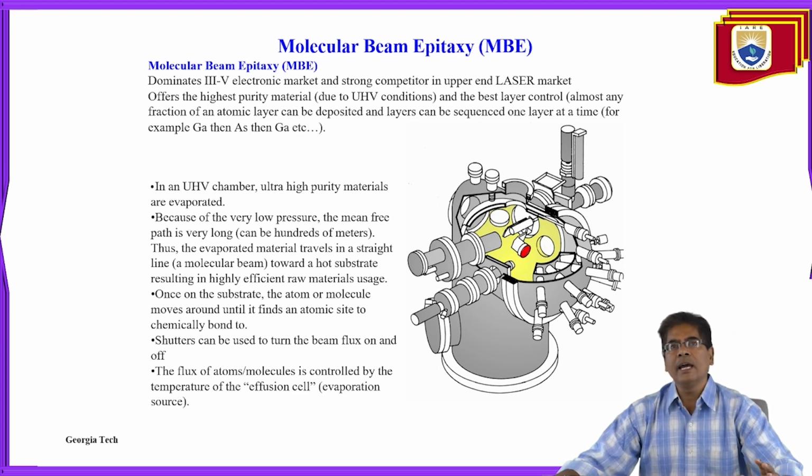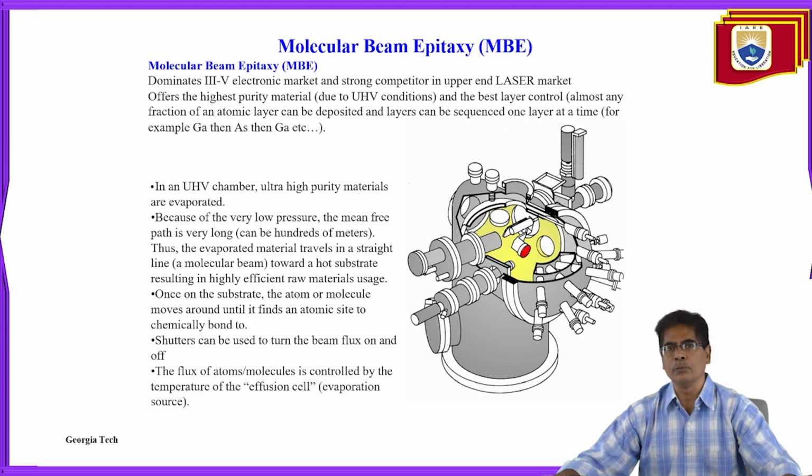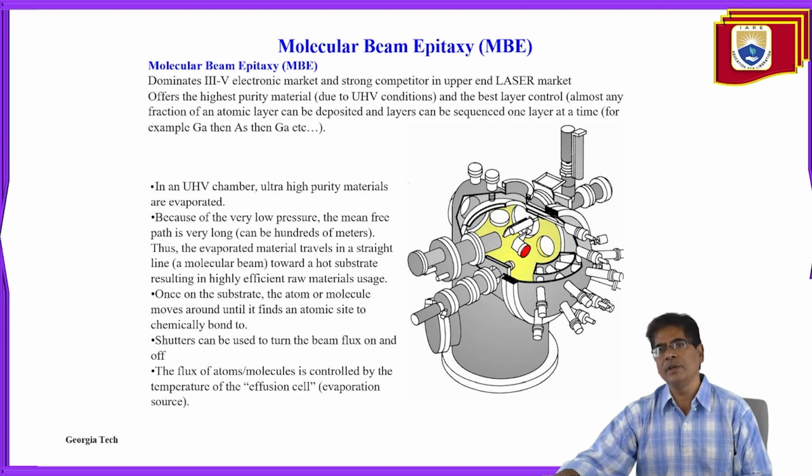Right. So in an ultra high vacuum chamber, ultra high purity materials are evaporated. Because of the very low pressure, the mean free path is very long, can be hundreds of meters. Thus, the evaporated material travels in a straight line towards a hot substrate, resulting in highly efficient raw materials usage. Once on the substrate, the atoms or molecules move around until they find an atomic site to chemically bond to. Shutters can be used to turn the flux beam on and off. The flux of atoms or molecules is controlled by the temperature of the effusion cell, that is the evaporation source.